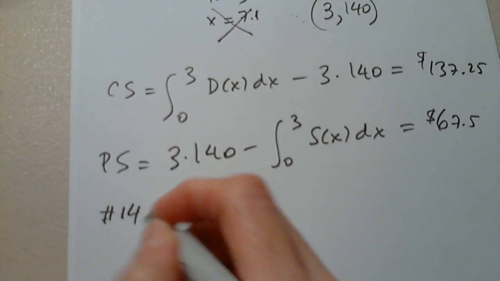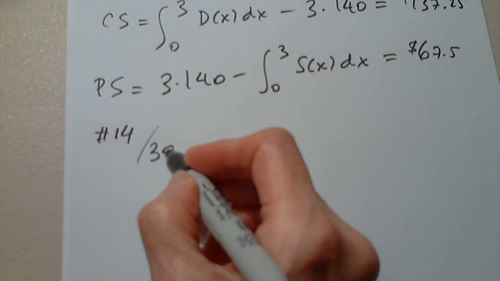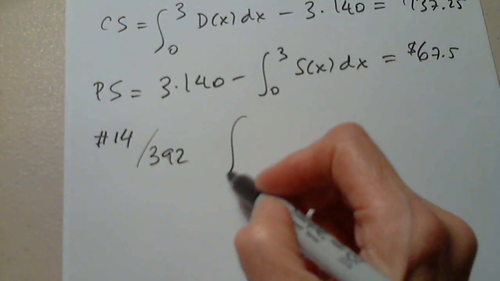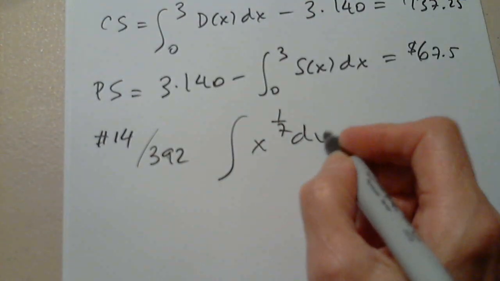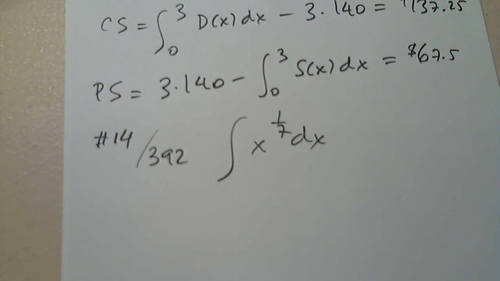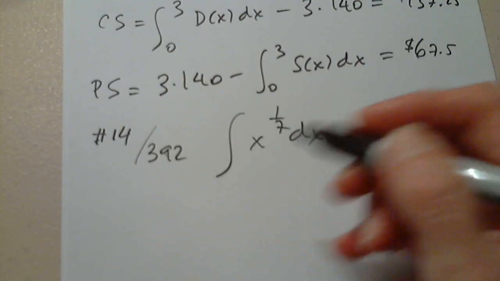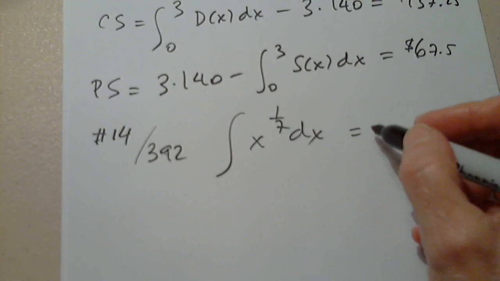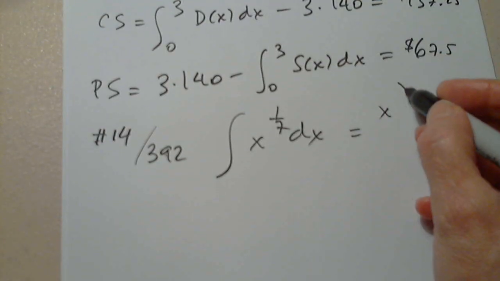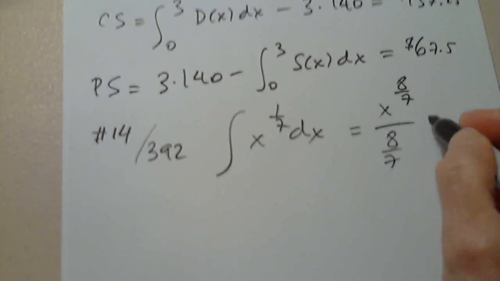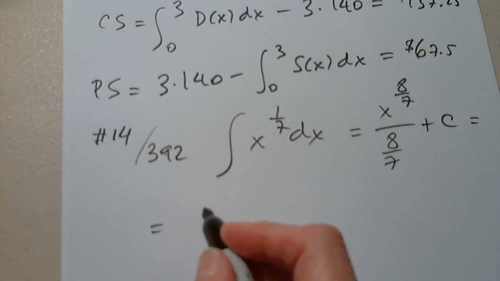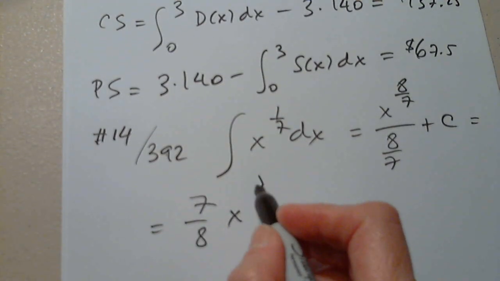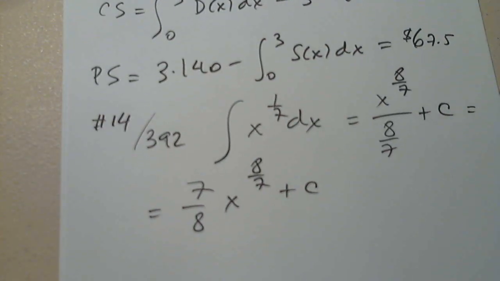Okay. So 14 on 392. We have the integral of the seventh root of x, which is x to 1 over 7, dx. I have to change it from a radical into exponential notation. So it's x to 1/7 plus 1, which is 8/7, over 8/7, plus a constant c. I have to flip the denominator, so it's 7 over 8, x to 8 over 7, plus a constant c.